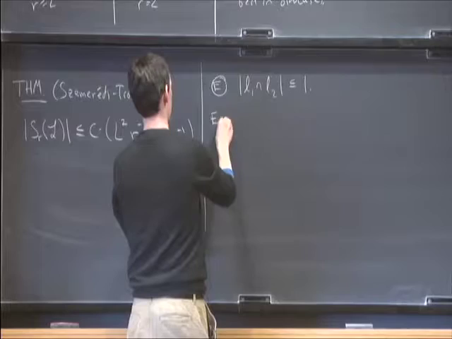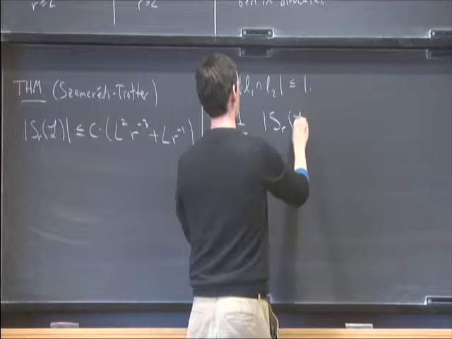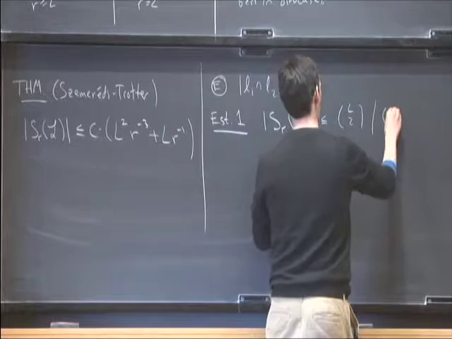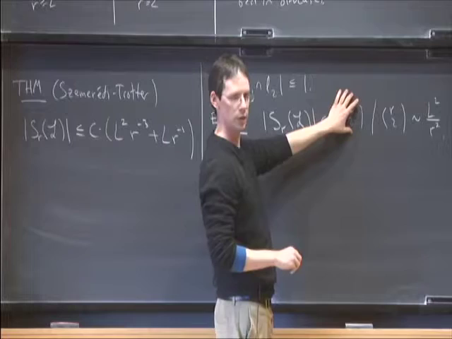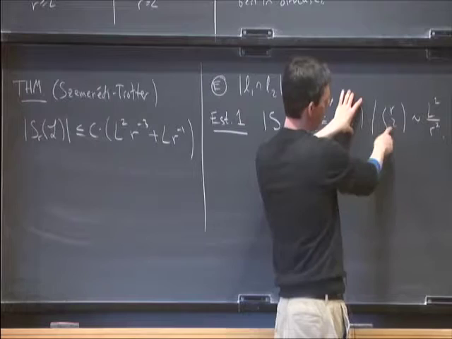Estimate number one, it implies that the number of R-rich points is bounded by L choose 2 divided by R choose 2, which is approximately L squared over R squared. So the reason for that is the following. There are L choose 2 pairs of lines. They each intersect at most once. And if I look at any R-rich point, there will be R choose 2 of the pairs intersecting there.